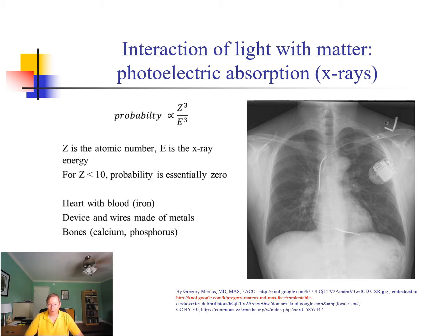And you can see right here a very white area which corresponds to a part of that metal. You can also see the leads that are going to the heart for that device, and those are also much whiter. That's because those metals have high atomic numbers, and therefore they're absorbing the light.